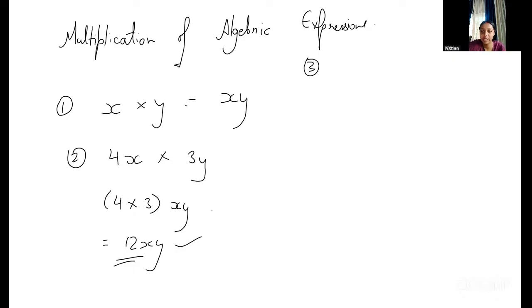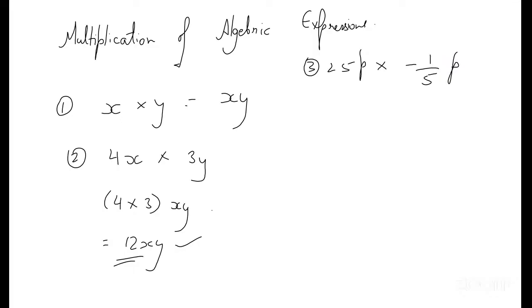You have to multiply 25p with minus 1 upon 5p. So now both p's I have, p and p. Can I write p, p 2 times in the multiplication? No, right? We cannot write pp.